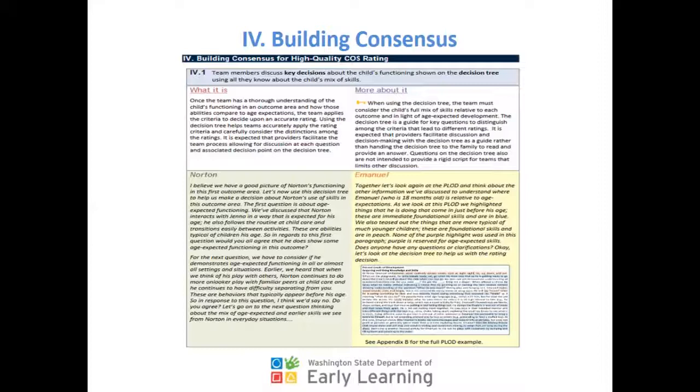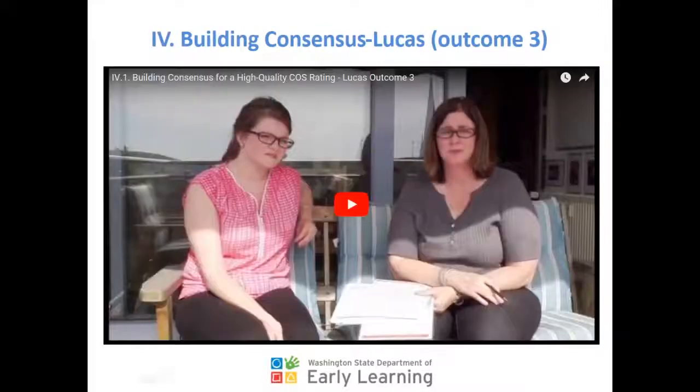In this section, starting on page 23 of the COS-TC checklist and descriptions, you'll review quality practices associated with the final rating process. Pause the recording and take a few minutes to read the descriptions and scripted examples for each of the quality practices. Then we'll watch a video and use the checklist. So let's watch a video of a team building consensus for a high quality rating. As you watch the video, use the checklist and we'll reflect on it afterwards.